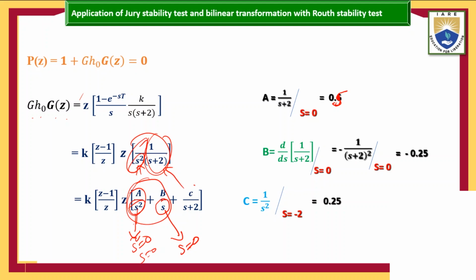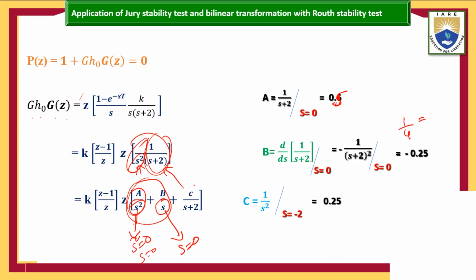Substitute the value s equal to 0. What happened? 1 by 4 is coming. What is the 1 by 4 value? Its value is 0.25. So minus 0.25, we got the value.